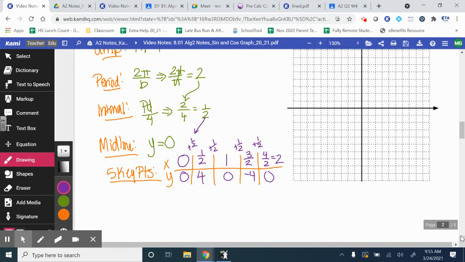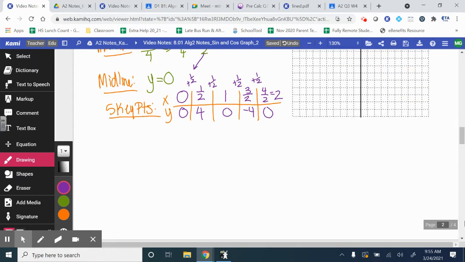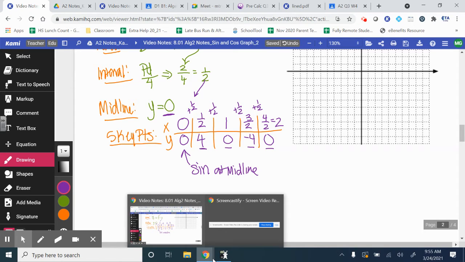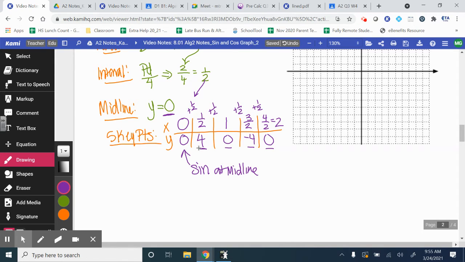Again, as you want to start to be doing these without your calculator, think about here, since this was sine, sine starts at the midline. And our midline was at 0. There was no change in our vertical shift. So sine starts at the midline. Since it was positive sine, it starts by going up first to its maximum. Back to the midline, back to the minimum, then back to the midline. If this had been negative sine, it would have been 0, -4, 0, +4, 0. All right, so sine starts at the midline.